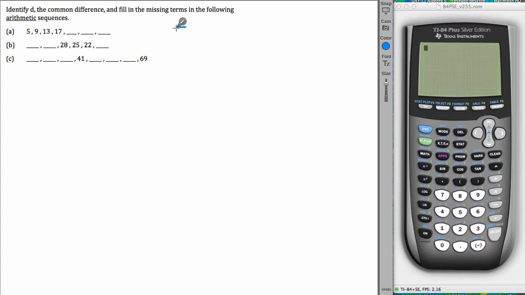Let's take as an example A. 5, 9, 13, 17. If you look at this list of numbers and give it a little bit of thought, you notice that each time you are adding 4 to the current number to produce the next number. So 9 plus 4 is 13. And 13 plus 4 is 17. This is an arithmetic sequence.